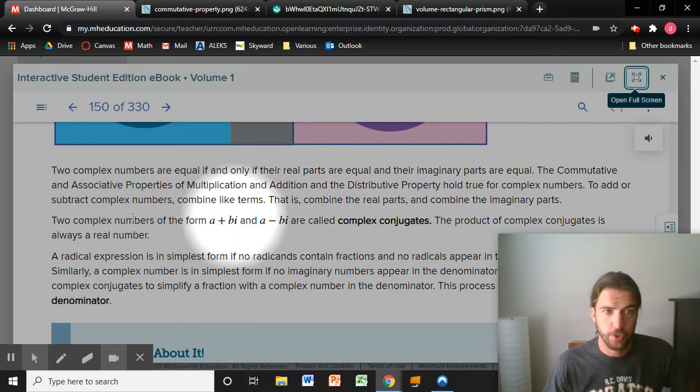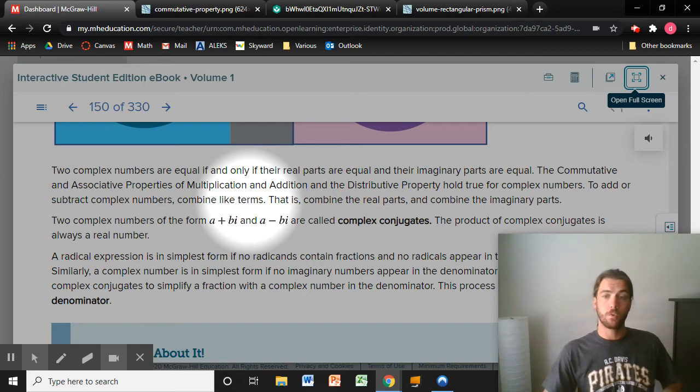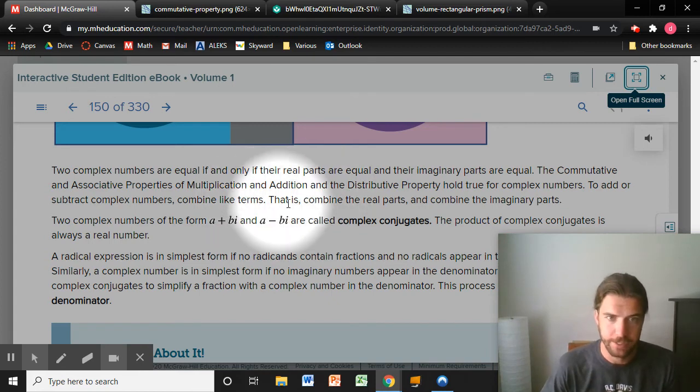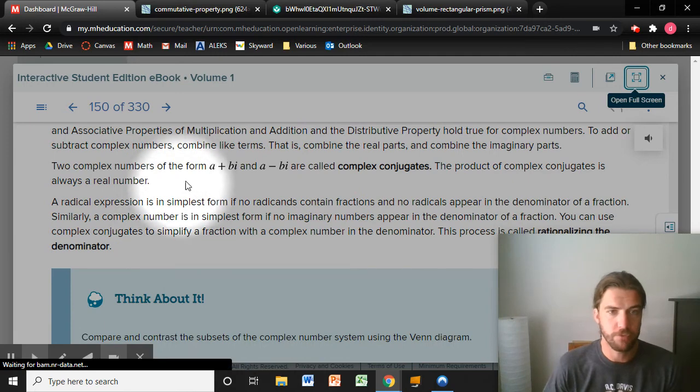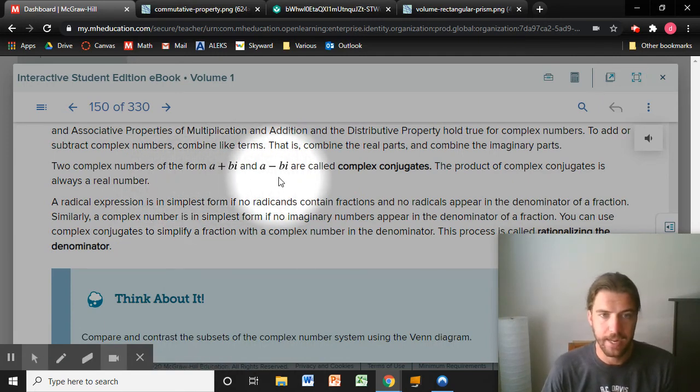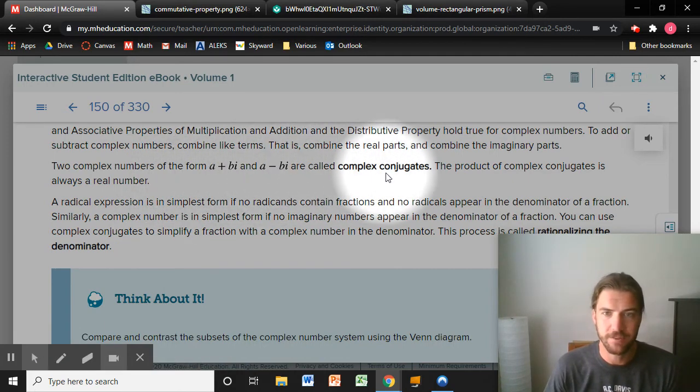To add or subtract complex numbers, we're going to combine like terms. So we're going to combine our real portion with our real portion and our imaginary portion with our imaginary portion. Right here, that is combine the real parts and combine the imaginary parts. Two complex numbers of the form a plus bi and a minus bi are called complex conjugates. The product of complex conjugates is always a real number.